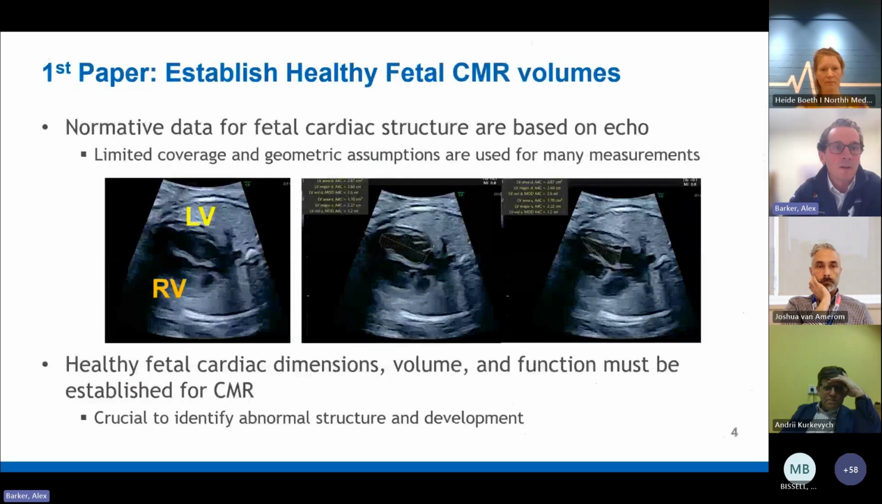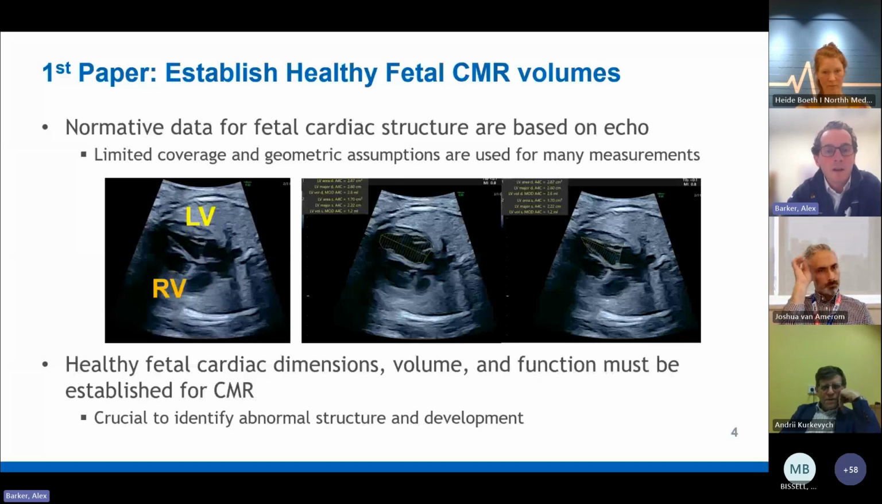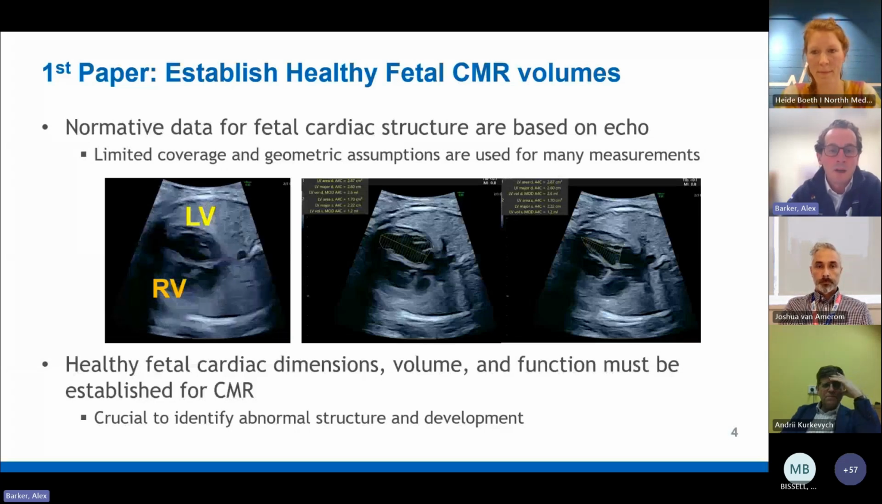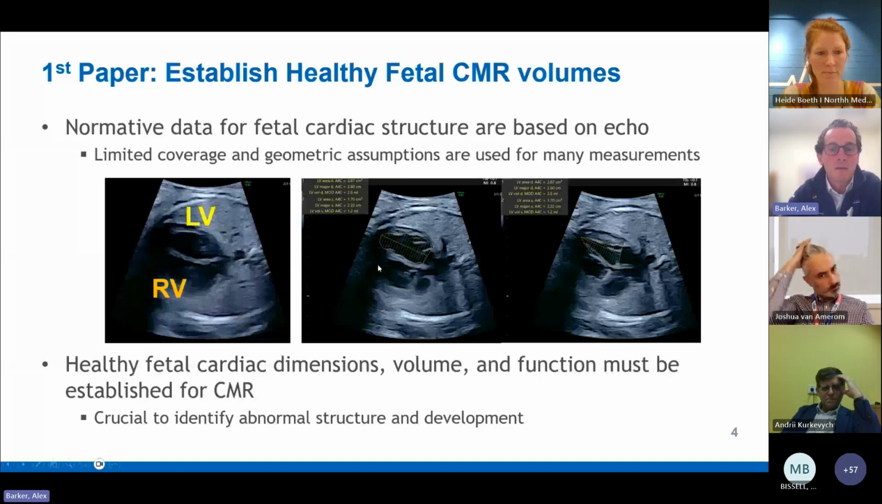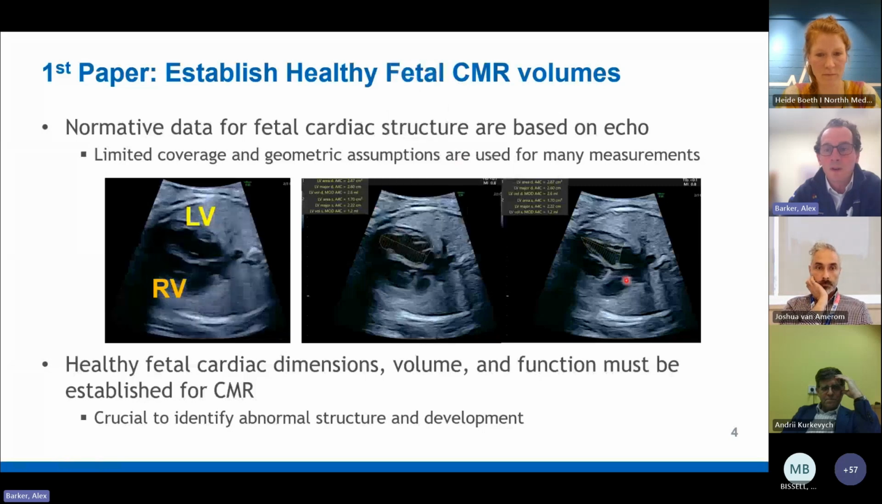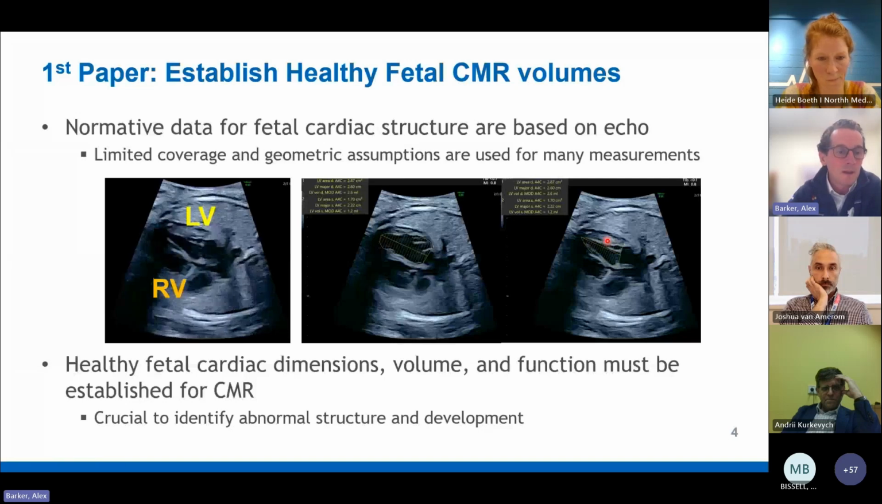First, just jumping right into the first paper that we published already last year, because most normative values, as I mentioned, are established from echo studies, and there are a number of geometric and coverage limitations. When we use echo, I'm showing here on the right the Simpson biplane assumptions that are used for establishing volumes, and you can appreciate that there may be some assumptions that are necessary to compute an LV volume.